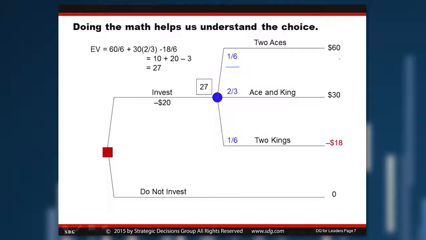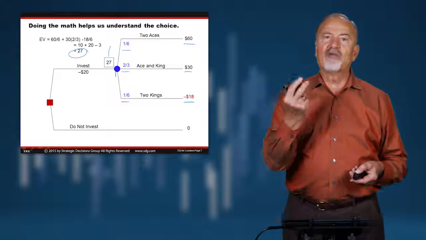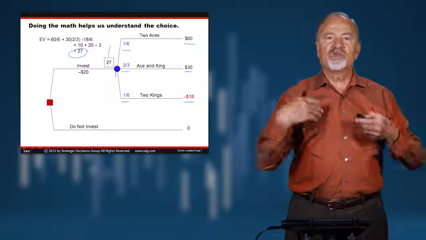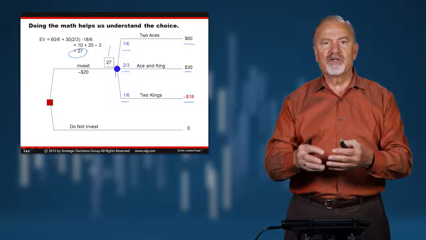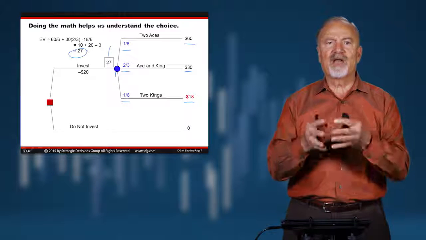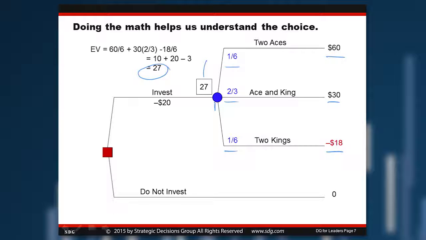We take 1/6 of 60, because 1/6 of the time, if it were done over and over again, we'd get 60. We take 2/3 of 30 and 1/6 of minus 18, and what we get is 10 plus 20 minus 3, or 27. So at this point, the value of the game would be 27 to someone that we call risk neutral. That is, you're willing to play the mathematical averages. That's because this loss and your investment isn't so big that you want to become risk averse.